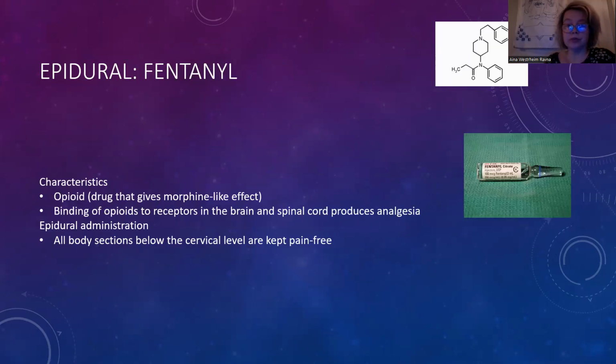So we're moving on to fentanyl. Fentanyl is an opioid. It gives a morphine-like effect. It binds to opioid receptors in the brain and the spinal cord, and it produces analgesia. And if you give fentanyl as an epidural administration, all body sections below the cervical level are kept pain-free.